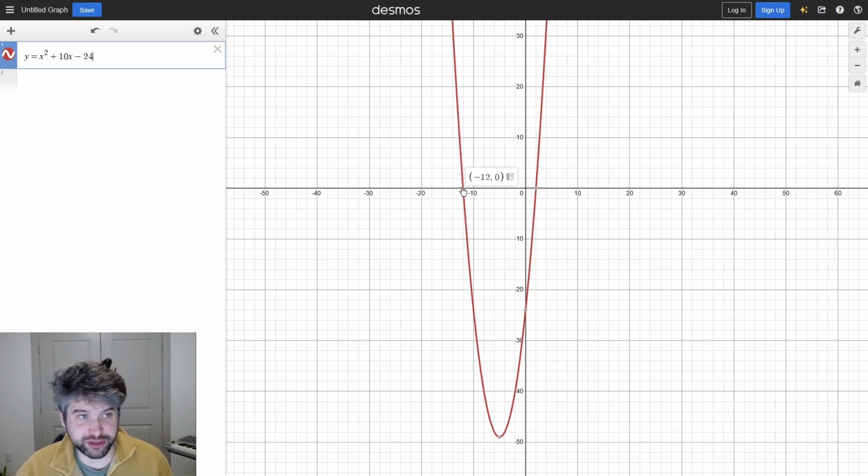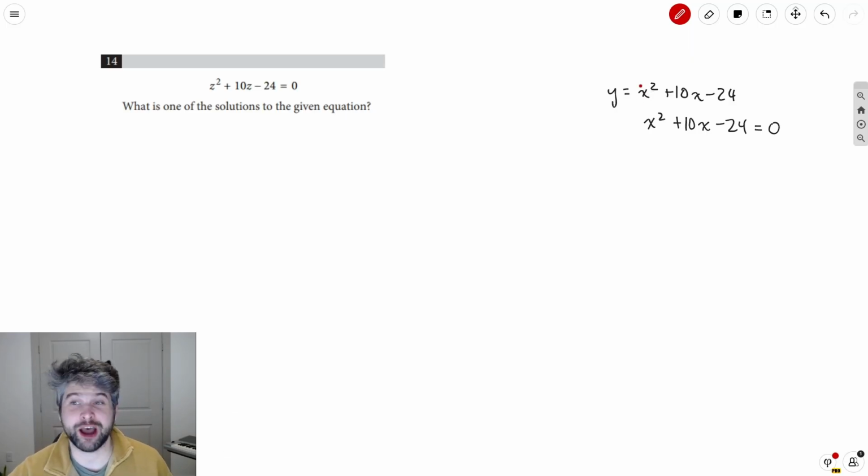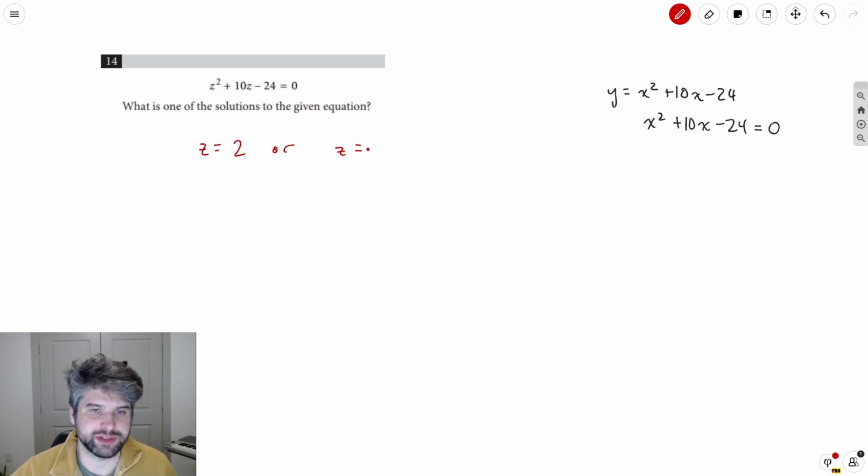Similarly, there's another solution, another number that you can plug into x up here in order to make all of this equal to 0. And that solution is negative 12. Now we said that was what the value of x was. Remember that we replaced z with x, so we're solving this equation. So z equals either of those solutions that we listed. So 2 or z equals negative 12.